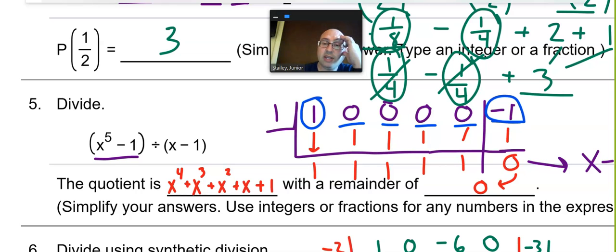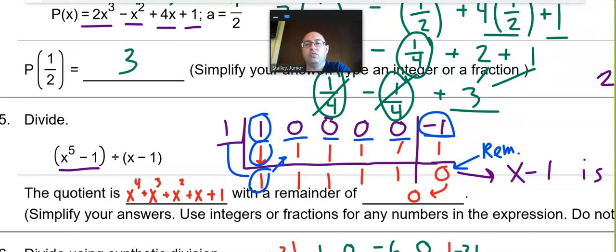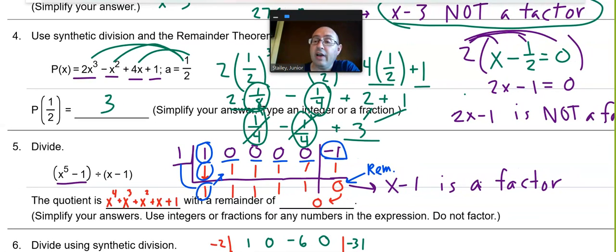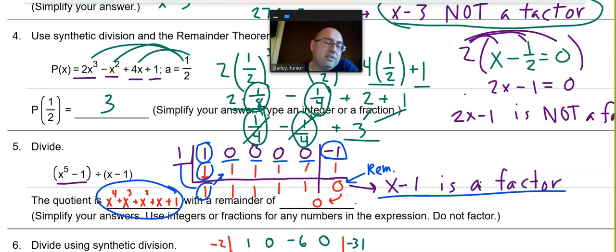So, carry down the 1 like we always do, right? Multiply, right? That gave me 1. Add gave me 1. Multiply, boo, a lot of multiplying and adding and multiplying and adding and multiplying and adding. And I got a 0 at the end. That's my remainder, right? What does that mean? Means that x minus 1 is a factor. That's right. That's what that means. X minus 1 is a factor. So we ended up with x to the 4th plus x cubed plus x squared plus x plus 1 with a remainder of 0.